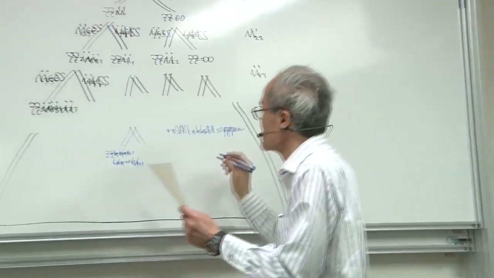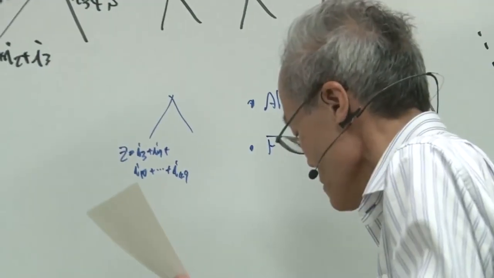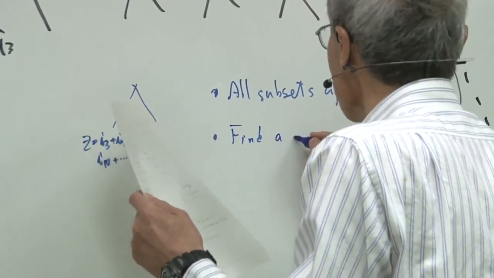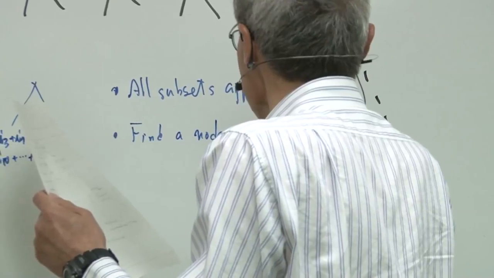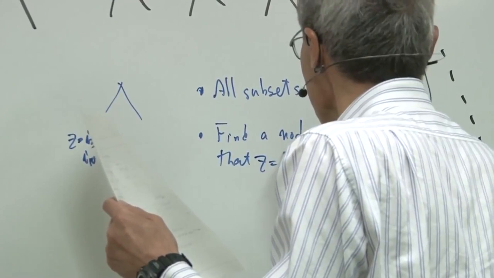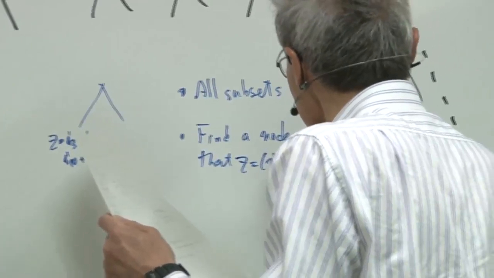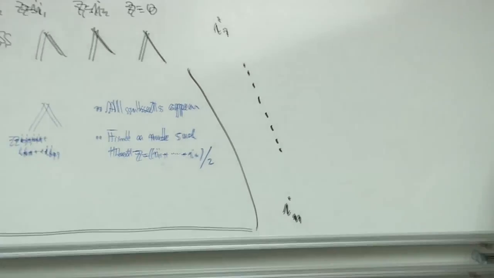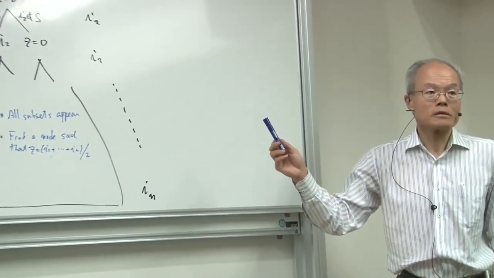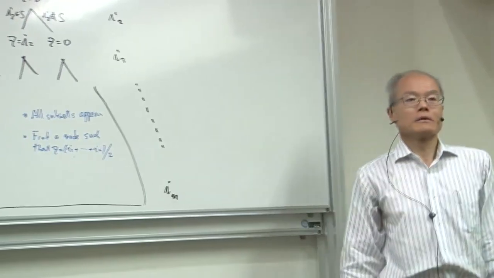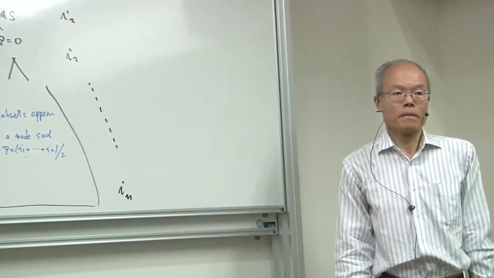Then, of course, your task is obvious. Just find a node such that the Z value is 1/2 the grand total. You're done.